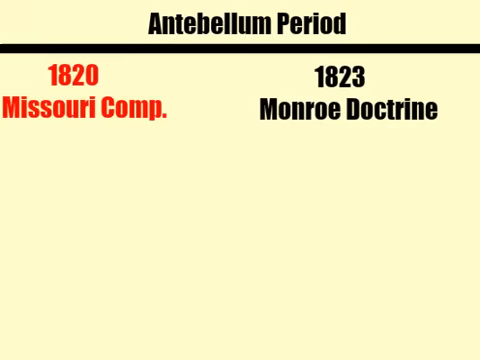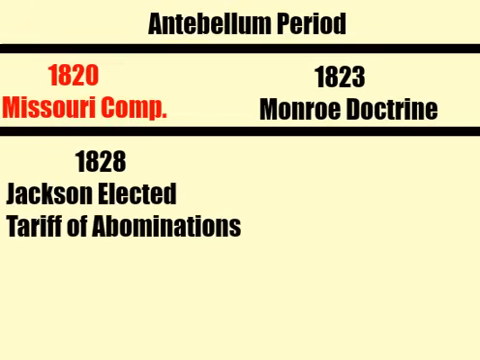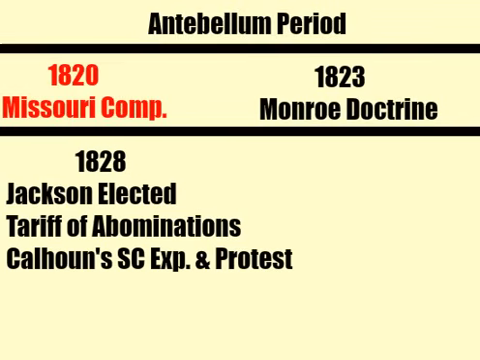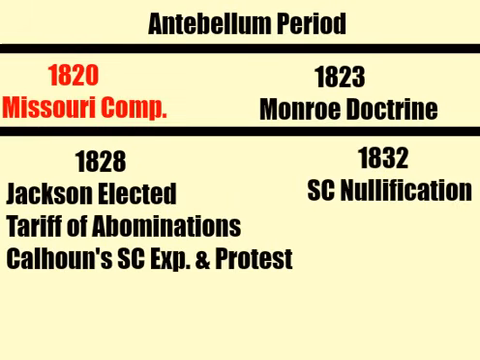Andrew Jackson was elected in 1828. That same year you get the Tariff of Abominations. That led to John C. Calhoun's South Carolina Exposition and Protest, where he demanded states' rights. In 1832, South Carolina issues the Ordinance of Nullification. However, secession never happens because of an 1833 compromise tariff.